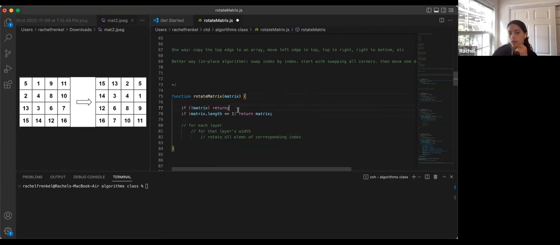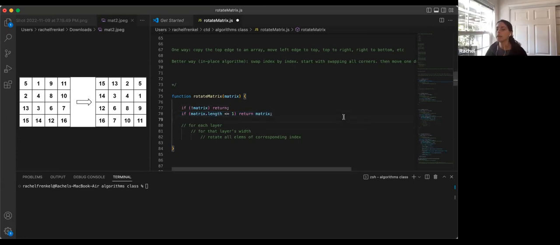But if the matrix exists, we know it's an n by n matrix. So if the length of it is just 1, so it's a 1 by 1, rotation is the same thing. We should just return back what we get. That's our base case. Right? This is our edge case.